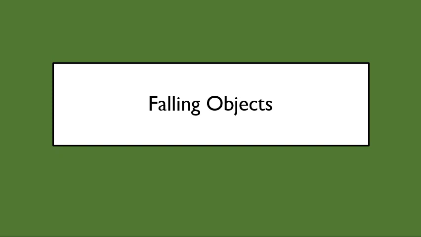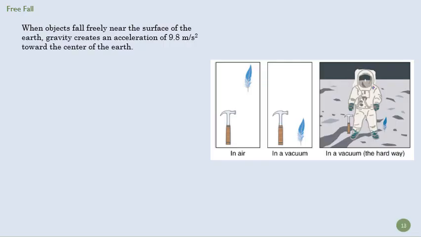All right, we're gonna finish up with one little short video about a special case of 1D kinematics, and that is an object that is falling. So when an object falls near the surface of the Earth, we actually have a set acceleration. And that acceleration is 9.8 meters per second squared.